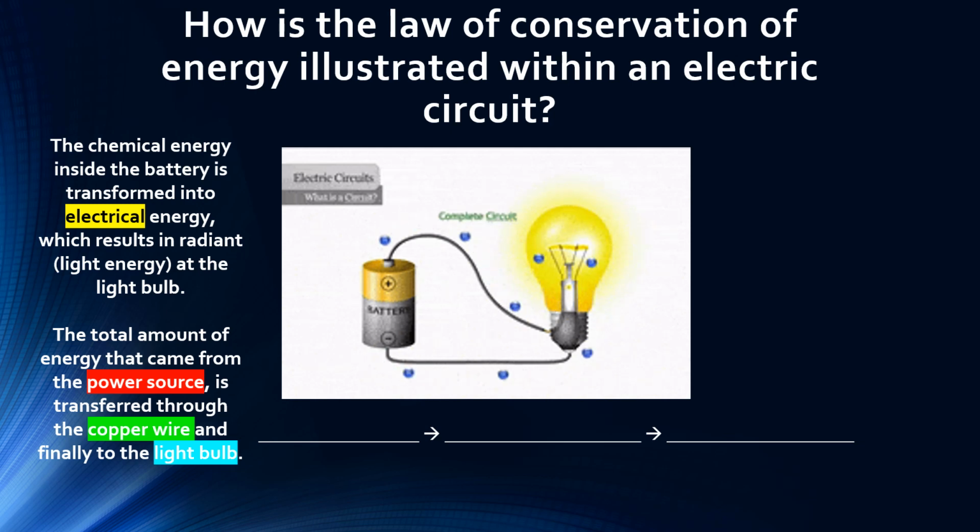It's also important for us to know that the total amount of energy that came from this power source is transferred through that conductor and makes that light bulb light up. That's why, remember, with the law of conservation of energy, we can only get what we give. That's why that bulb would be so much dimmer if I used a AAA battery, a smaller battery, and that bulb would be much brighter if I were to use a car battery, a much larger battery.